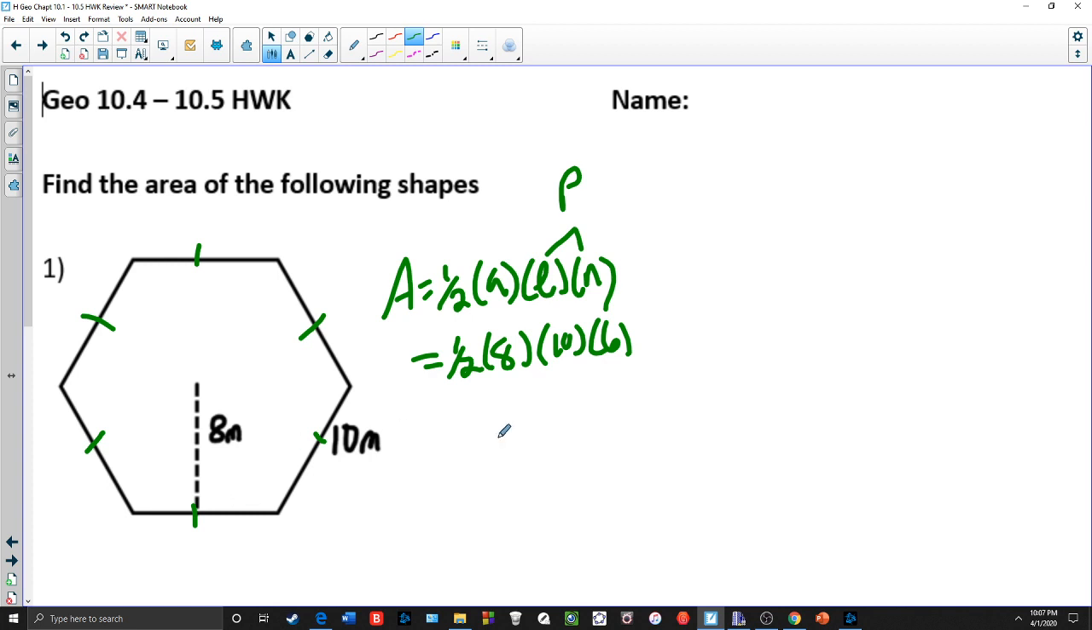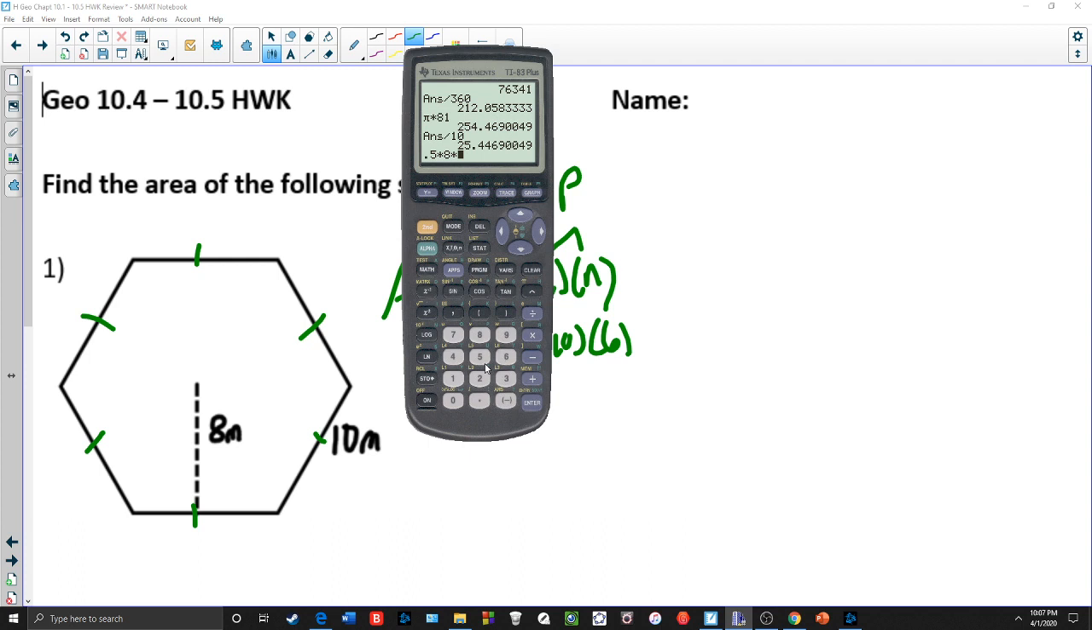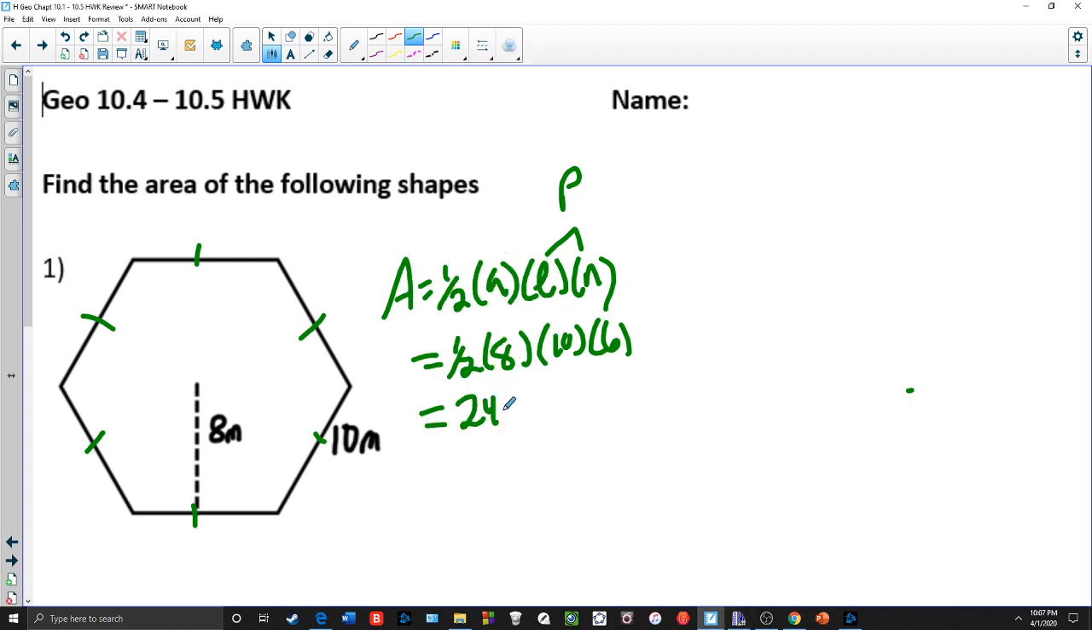1, 2, 3, 4, 5, 6. So we just simply plug them into the calculator. Times 8 times 10 times 6. And that's going to be 240 meters squared. And again, this basically comes from the fact that we're splitting this up into a bunch of triangles, and each triangle has a base of 10 and a height of 8. So that's where this comes from. And then we simply times it by the number of triangles there are, which is 6 essentially, one for each side. So that's that problem.